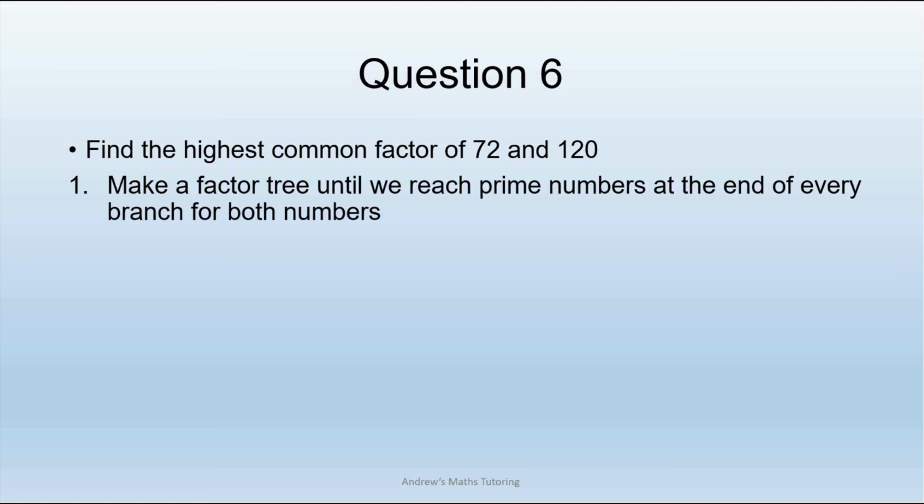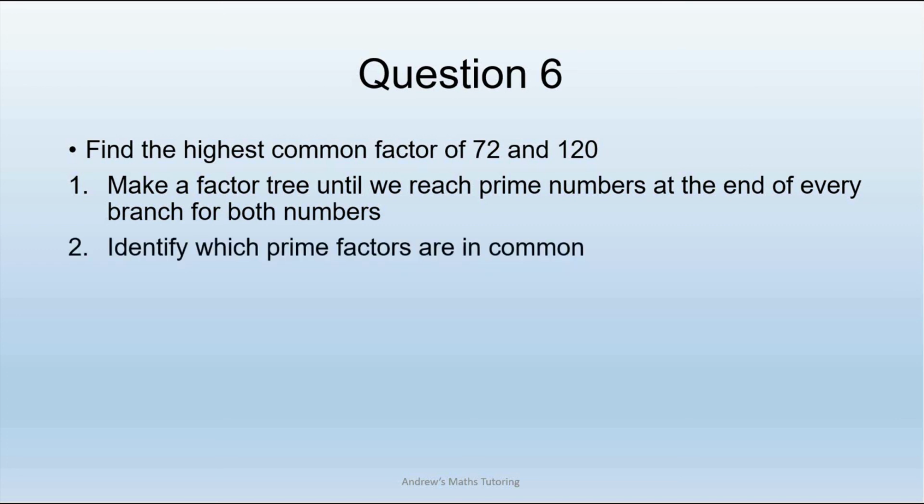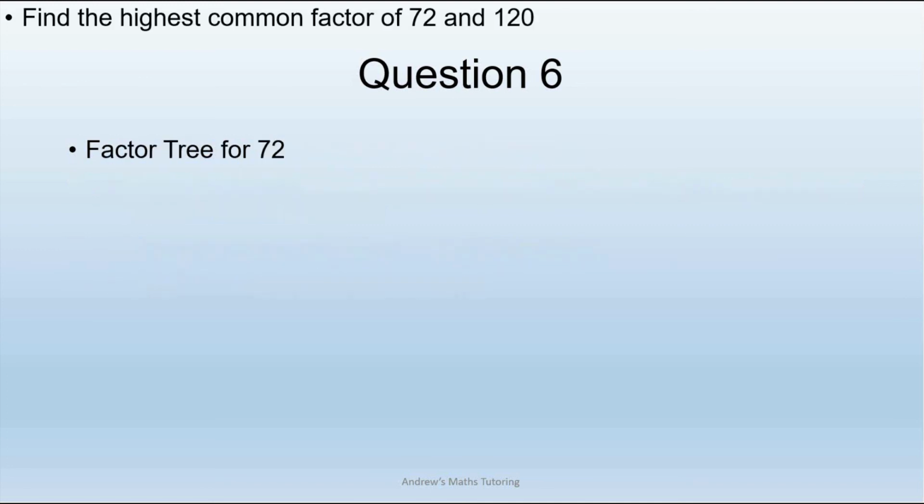We're going to make a factor tree until we reach prime numbers at the end of every branch for both numbers. We're then going to identify which prime factors are in common. And then we want to multiply those common prime factors together. So let's do a factor tree for the number 72.